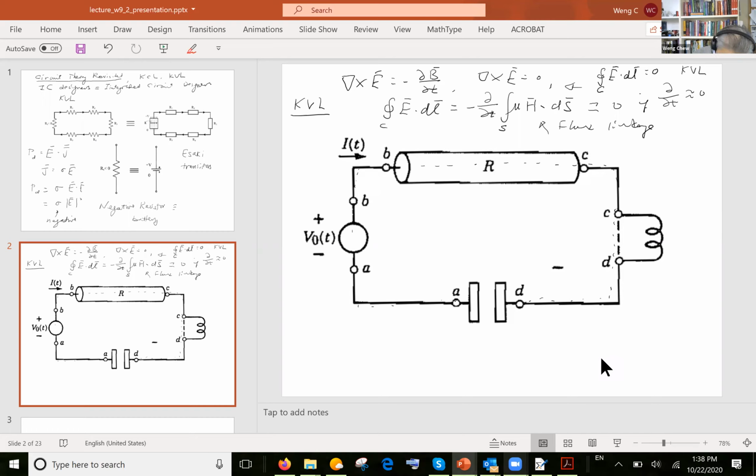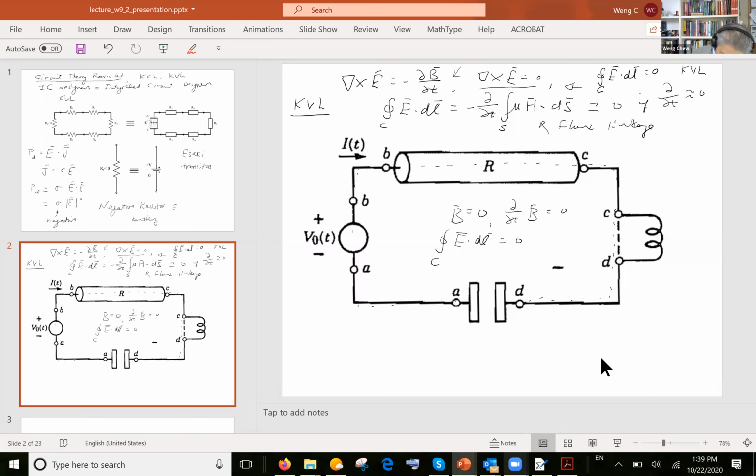And you assume that B is equal to 0 in this loop, so that partial t of B is equal to 0 in this loop, so that this term can be thrown out, or ignored. If you do that, then you essentially have the rule that curl of E is equal to 0, and then the integral of E dot dl in a closed loop C is equal to 0, from which you can find KVL.